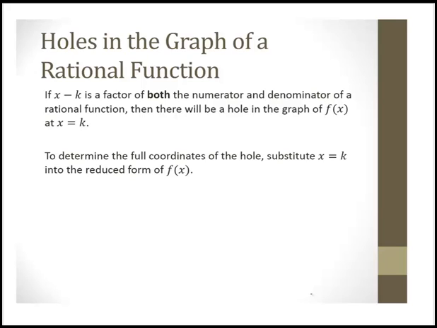Alright, so when do we find holes in the graph of a rational function? If x minus k is a factor of both the numerator and denominator of a rational function, then there will be a hole in the graph of f of x at x equals k. To determine the full coordinates of the hole, substitute x equals k into the reduced form of the function.